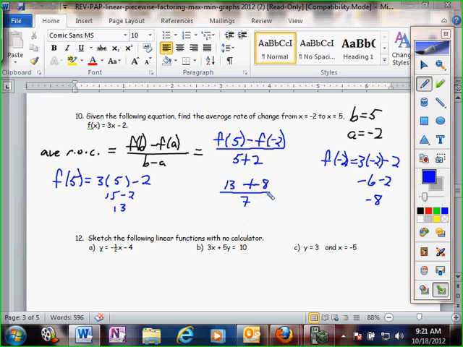This becomes a plus, which gives me 21 over 7, which gives me 3. Well, some of you may be saying, well, I knew that from the bat, because the average rate of change on a linear function is the slope, the number in front of the x. But this is how you would find that, using the rate of change formula, the average rate of change. This is the answer, 3. Okay, moving on.